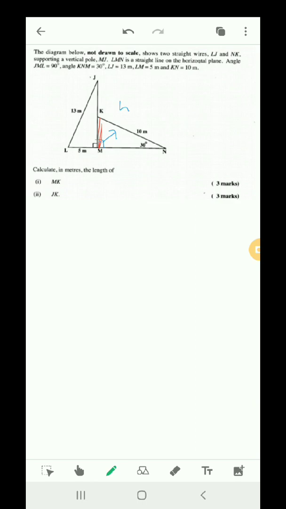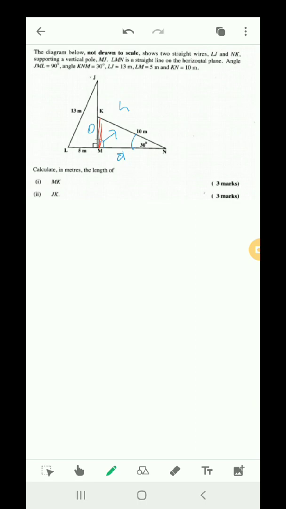Then the side that is directly facing the given angle, which is 30 degrees, is MK, and it is opposite to that 30 degree angle. Right, so we put an O there for opposite. And connecting MK and the line KN, the hypotenuse, we have MN, and that is the adjacent side of the triangle.